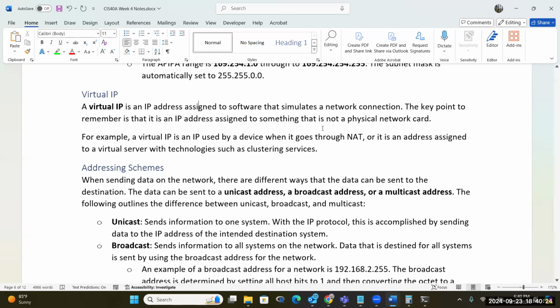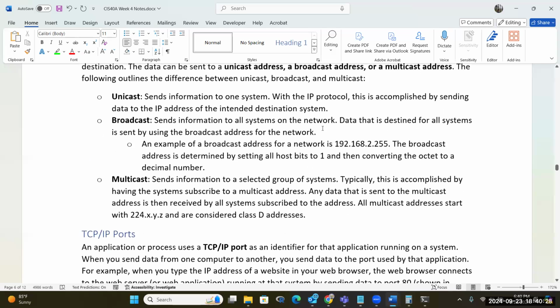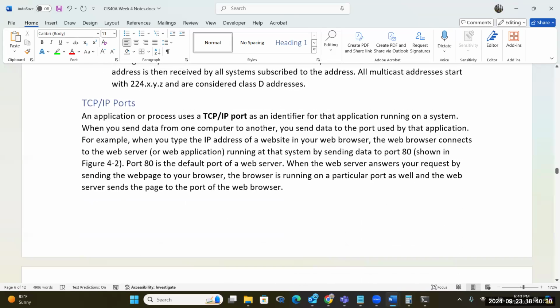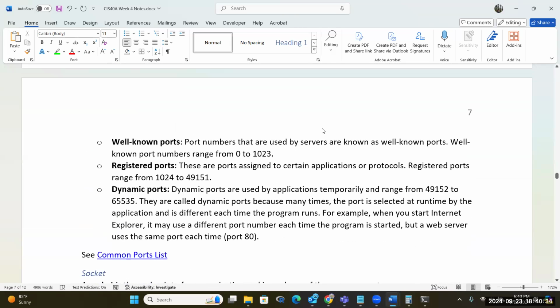Okay, unicast, broadcast, and multicast are here. And then the ports information we just went over right here. We're gonna do a little bit of Wireshark today.